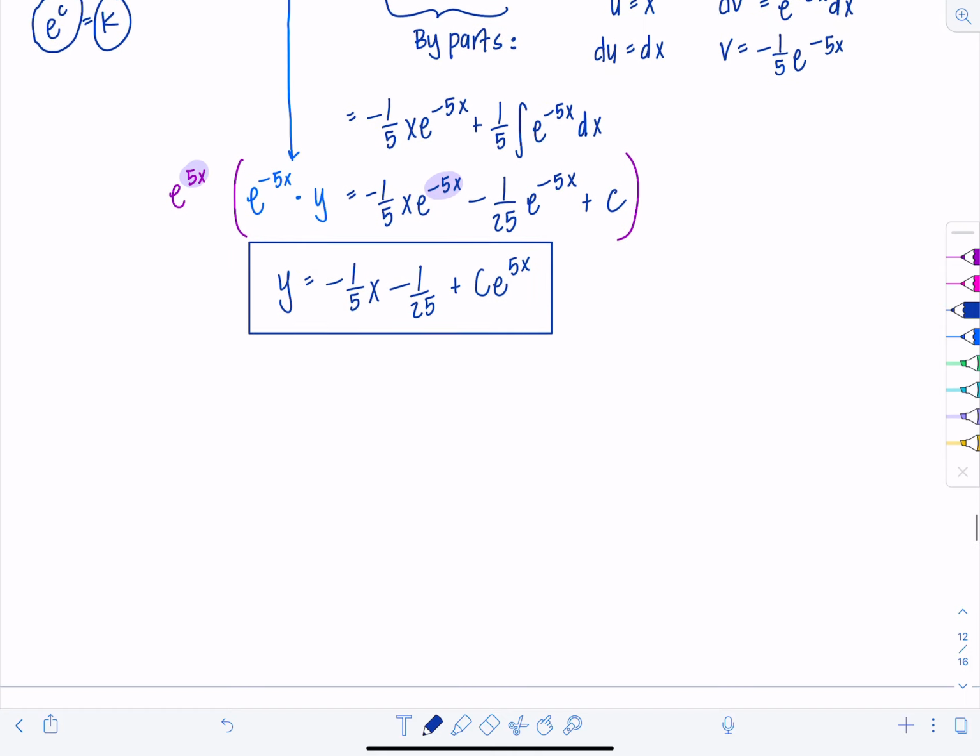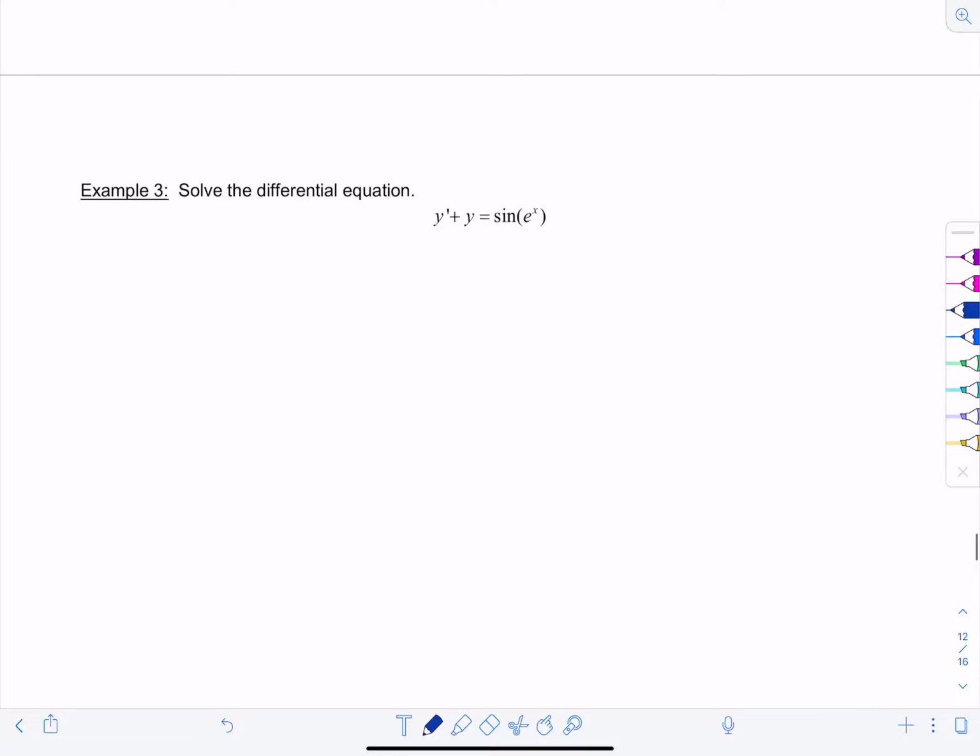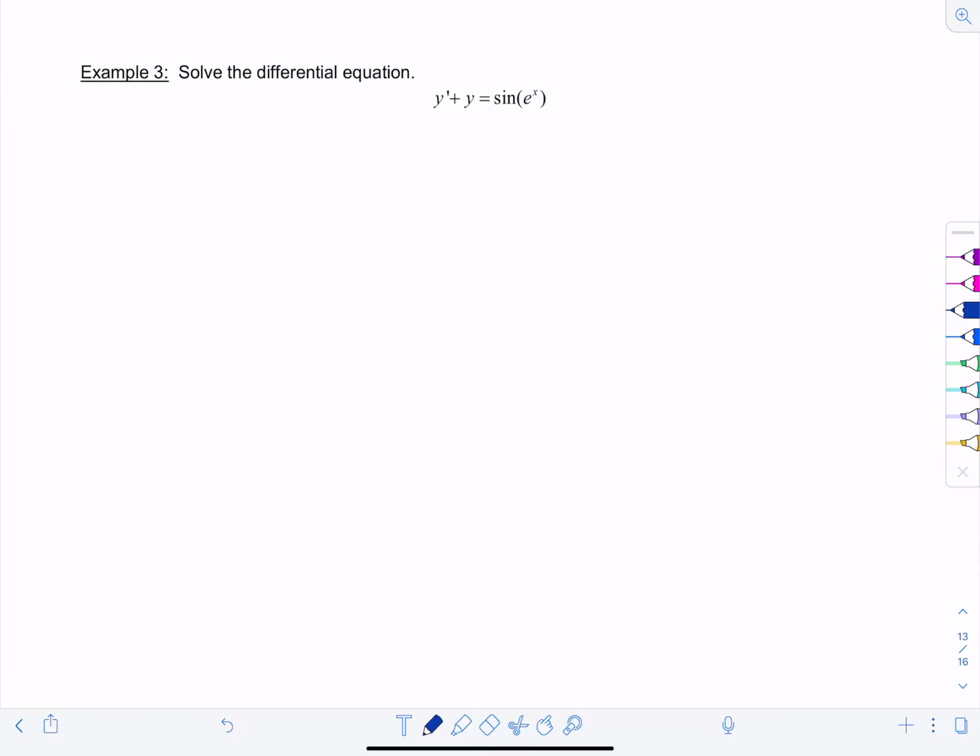Okay. Another differential equation, and you will need to remember all your good integration techniques to solve a lot of these. So we have y prime plus y equals sine of e to the x. So let's see, dy dx plus y equals sine of e to the x. Yeah, this is linear. You don't see p of x, that's because it's just 1, okay? Yeah, p of x is 1, cool.